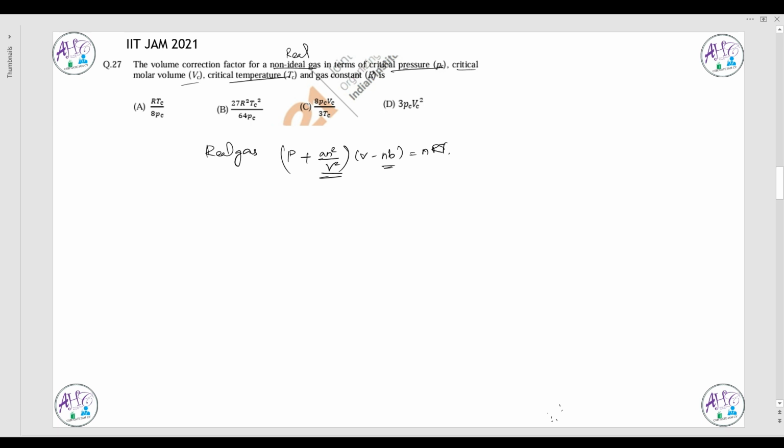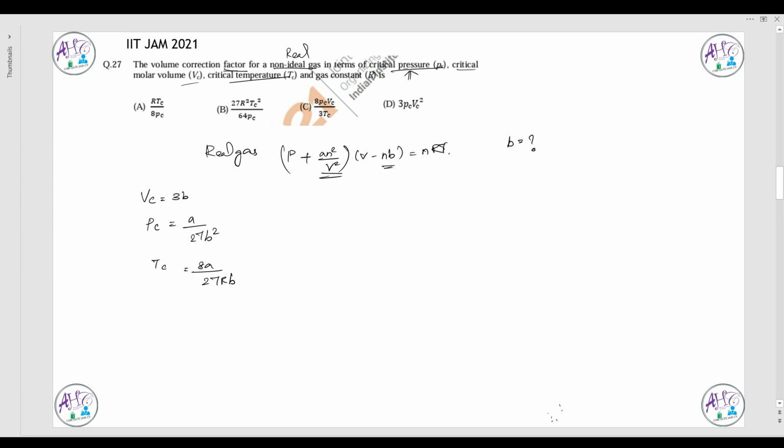So what have they asked in this question? The volume correction factor, which is nothing but B. So B should be equal to what? They have asked to relate it in terms of critical pressure, critical molar volume and critical temperature. So for that we need to know the individual formulas. Your critical molar volume, Vc, will be equal to 3b. Likewise, your critical pressure Pc is equal to a by 27 b square, and then comes your critical temperature, which is equal to 8a by 27 Rb.